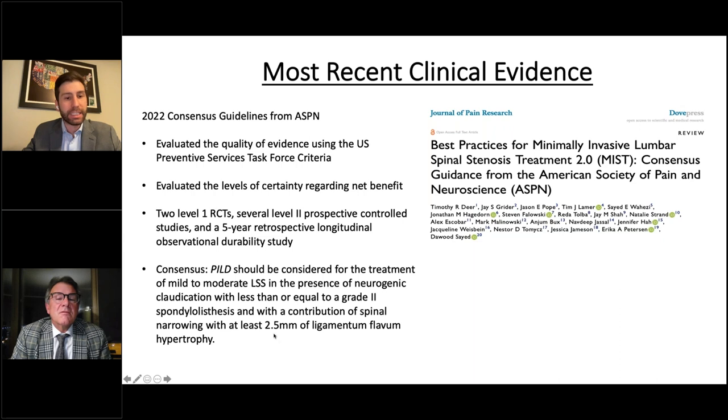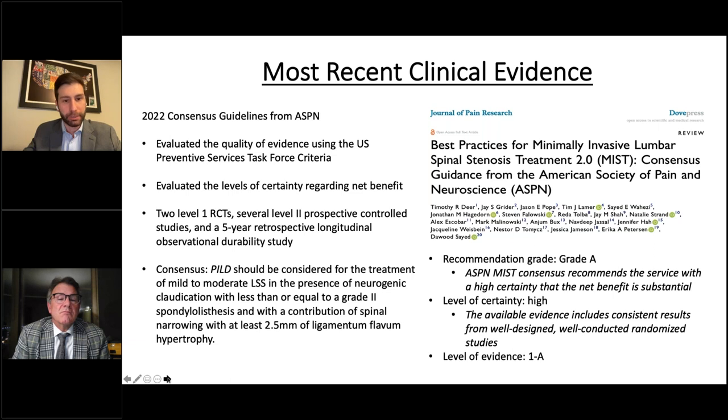The general consensus is this intervention should be considered for the treatment of mild to moderate lumbar spinal stenosis in the presence of neurogenic claudication with less than or equal to grade two spondylolisthesis and with a contribution of spinal canal narrowing because of at least 2.5 millimeters of ligamentum flavum hypertrophy.